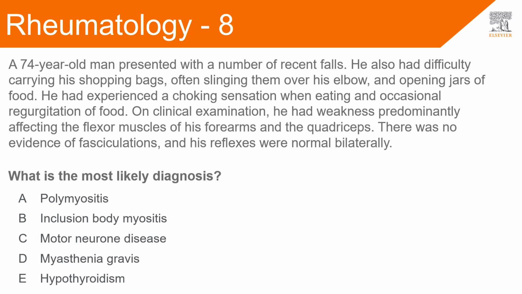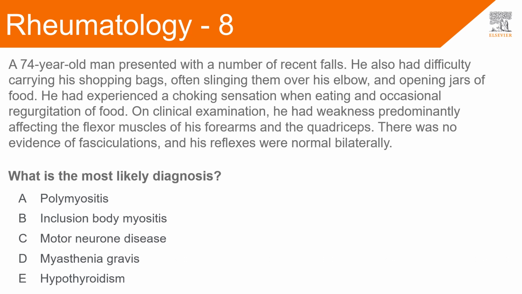We've got a 74-year-old man that has had a number of frequent falls. He's got difficulty carrying food bags, and he slings them over his elbows. He's got difficulty opening jars of food as well. He's got problems with swallowing. He's got regurgitation as well. He's got weakness in the flexor muscles of his forearm and quadriceps. No evidence of fasciculations, and reflexes are normal bilaterally. What's the most likely diagnosis? Polymyositis, inclusion body myositis, MND, myasthenia gravis, or hypothyroidism.